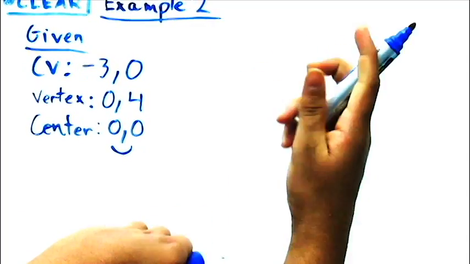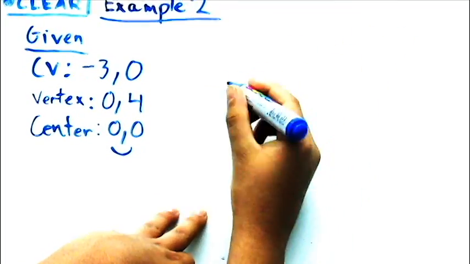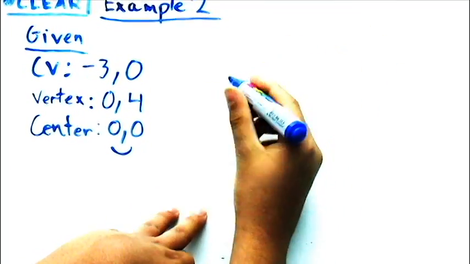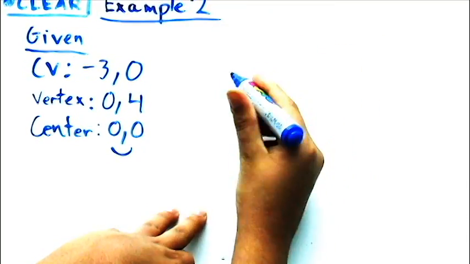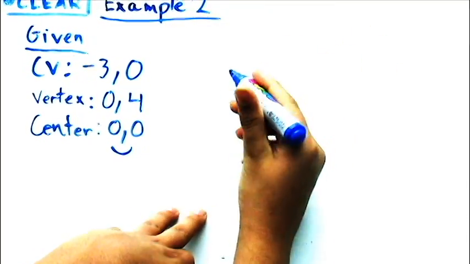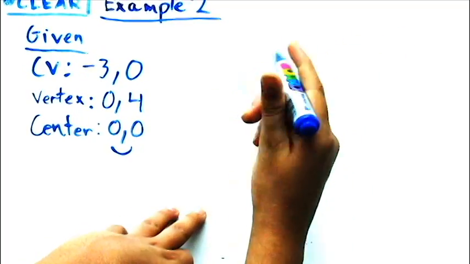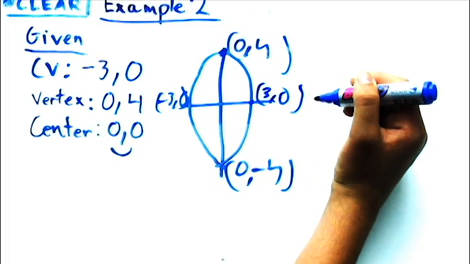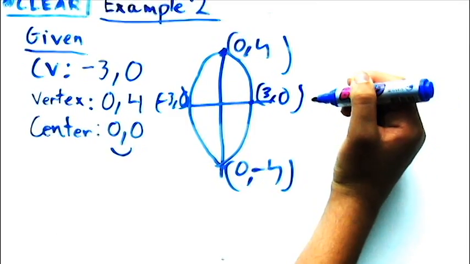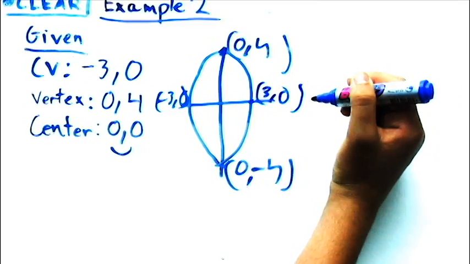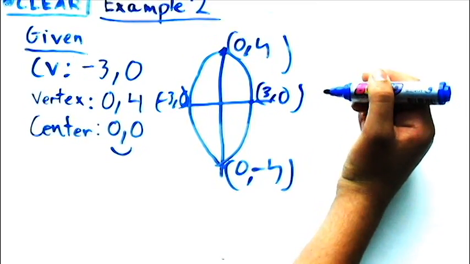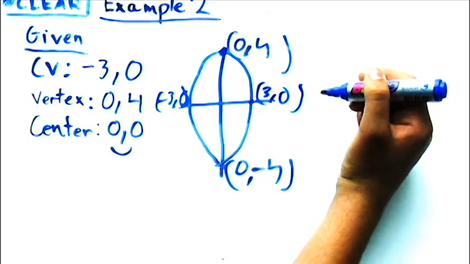Hello, today I will be teaching you example 2. In this example, we have to figure out an equation for the ellipse based on the given information. We know that the covertex is negative 3, 0, the vertex is 0, 4, and the center is 0, 0. This is a drawing of the ellipse. Through this drawing, we can see that this is a vertical ellipse. Since the vertex is on the y-axis, we also know that this is a vertical ellipse.